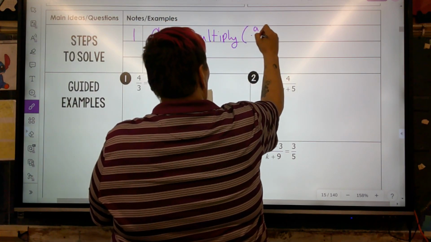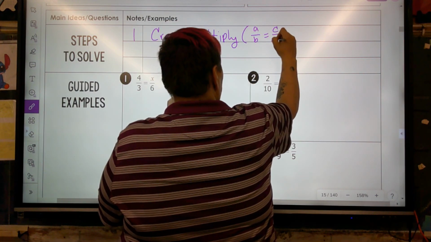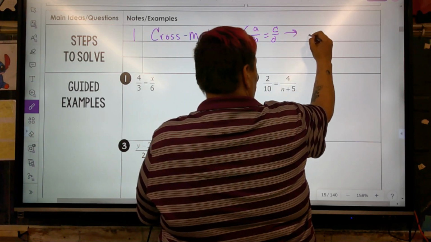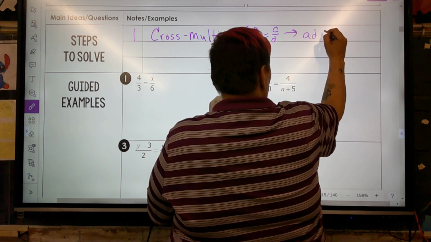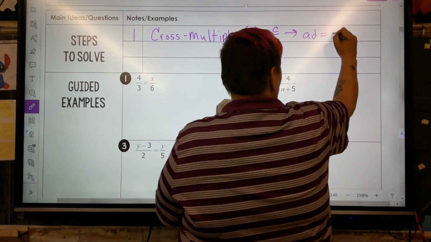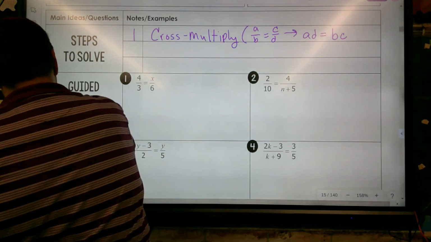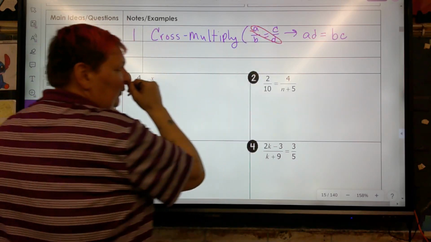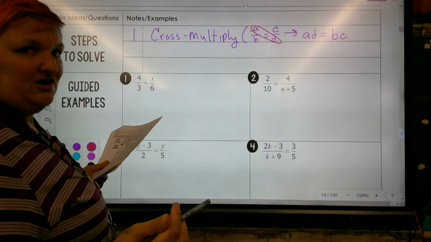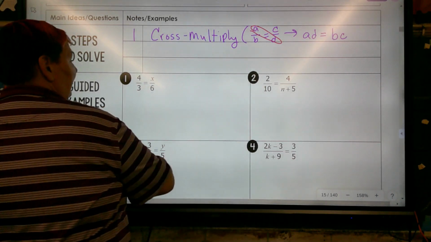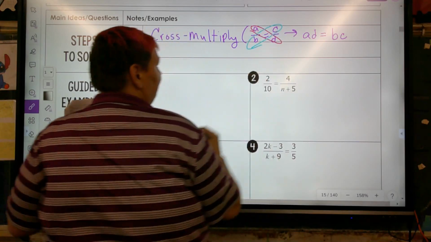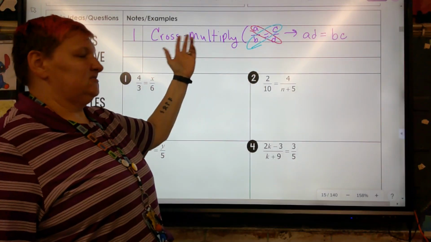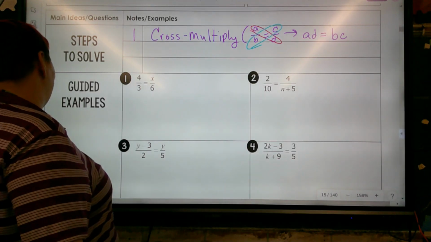Alright, if you had A over B is equal to C over D, cross multiply means you're going to go A times D is equal to B times C. You cross multiply. Let me do two different colors. You did A times D. This only works when there's an equal sign between two fractions, only when it's a proportion. And then I did B times C. This is why they sometimes call it the butterfly method, or, well, it's known as the cross multiply method.